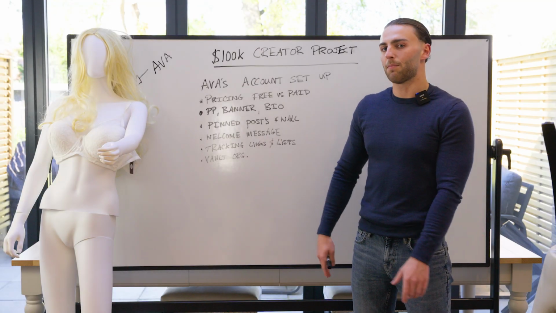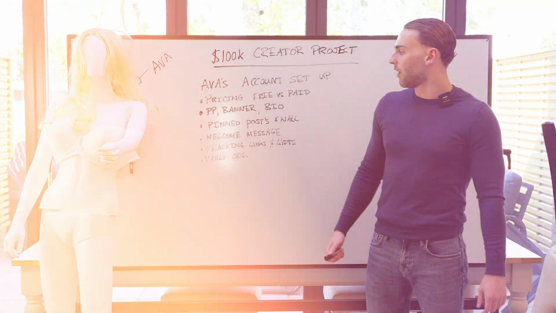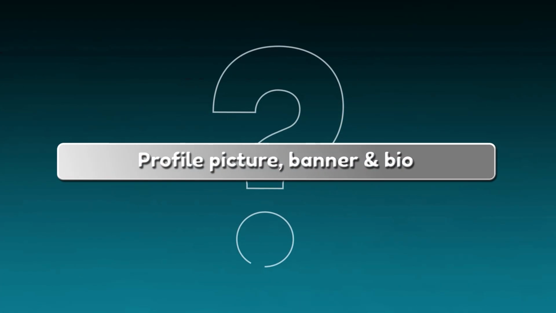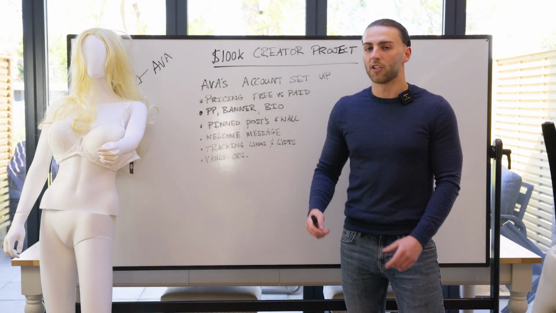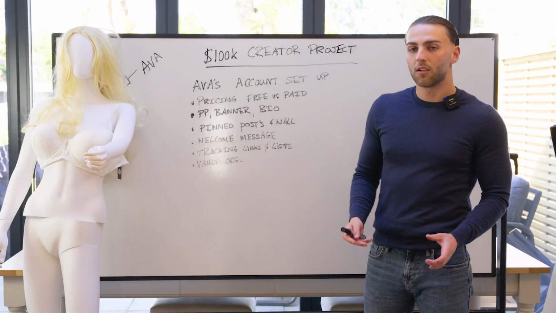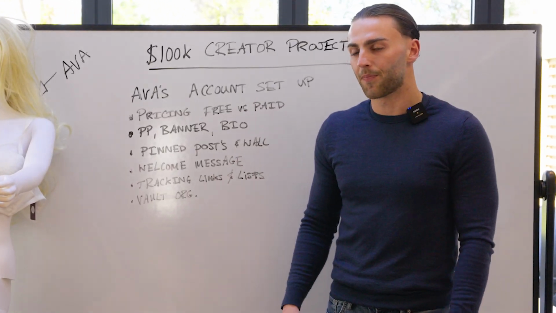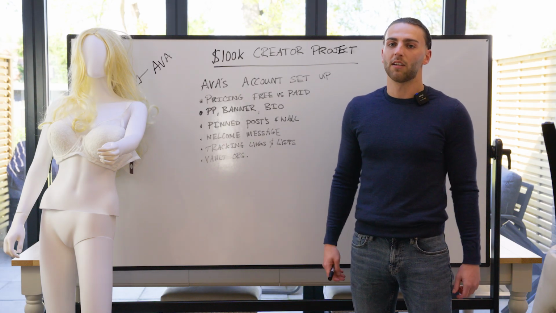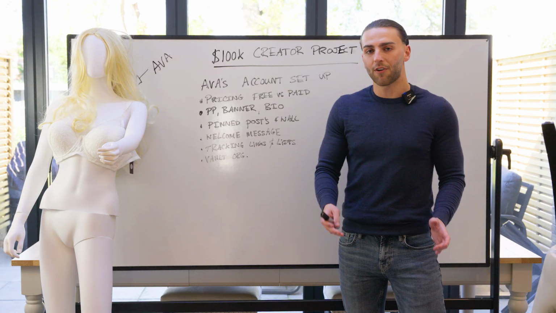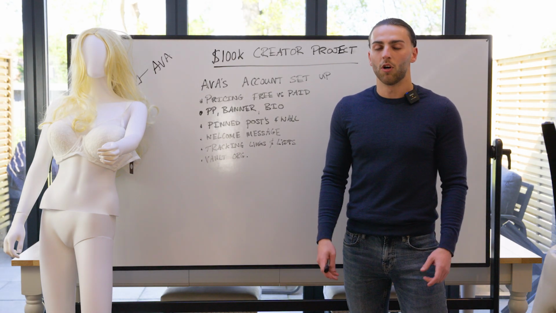Free versus paid pages. What does that mean? We're going to be going over what profile picture, banner, and bio Ava should be using. We're going to be going over her pinned posts and what content she should be posting on the wall, as well as what welcome message Ava should be using. We're then going to be going into tracking links and lists and how we would optimize them in Ava's situation. And then finally, we're going to be going over the vault organization.